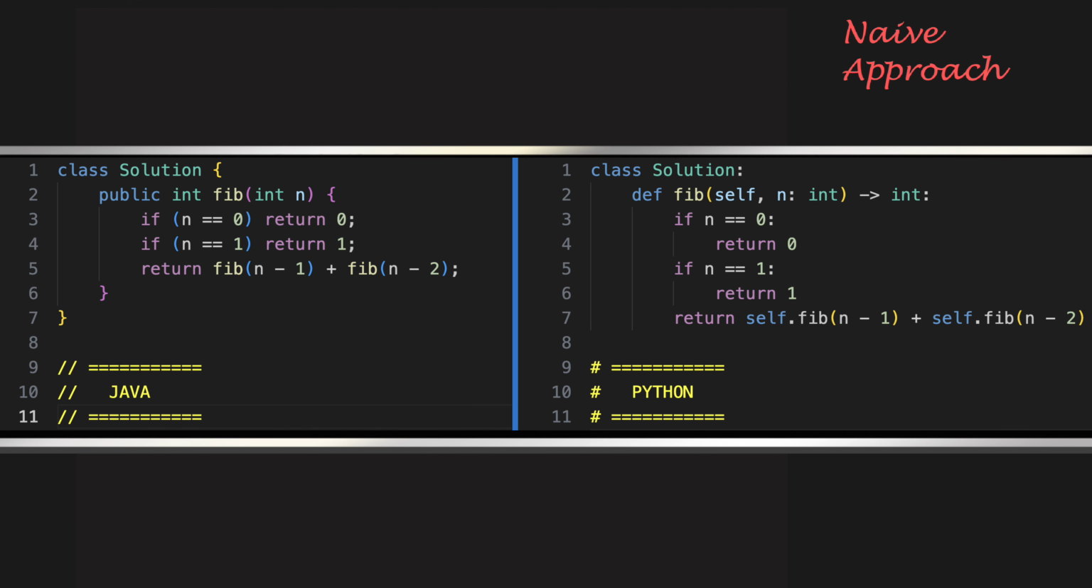Here is the quick code for the recursive approach with Java code on left and Python on right. First, we have a base case, that is, if n is equal to 0 or n is equal to 1, in that case, we will return n itself. But otherwise, if n is greater than or equal to 2, then we compute the Fibonacci number recursively, where the method calls itself twice, once for the result of f of n minus 1 and once for f of n minus 2, and sum the results.